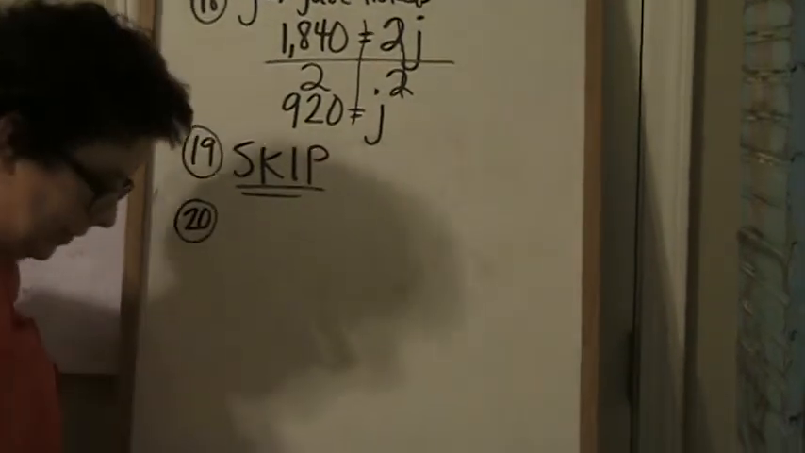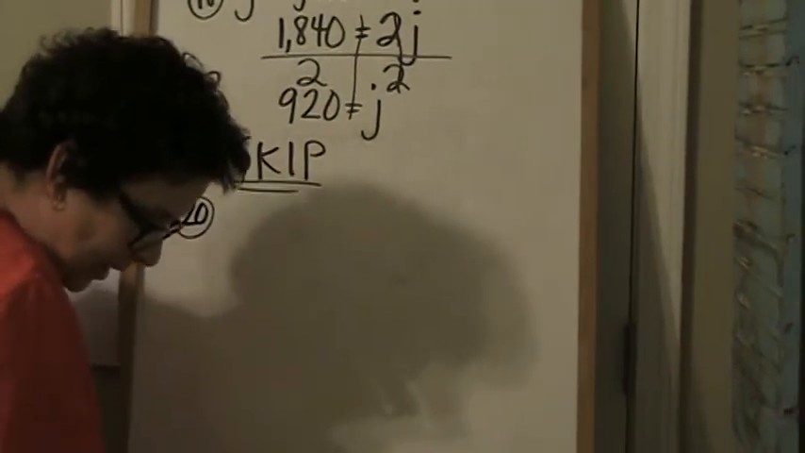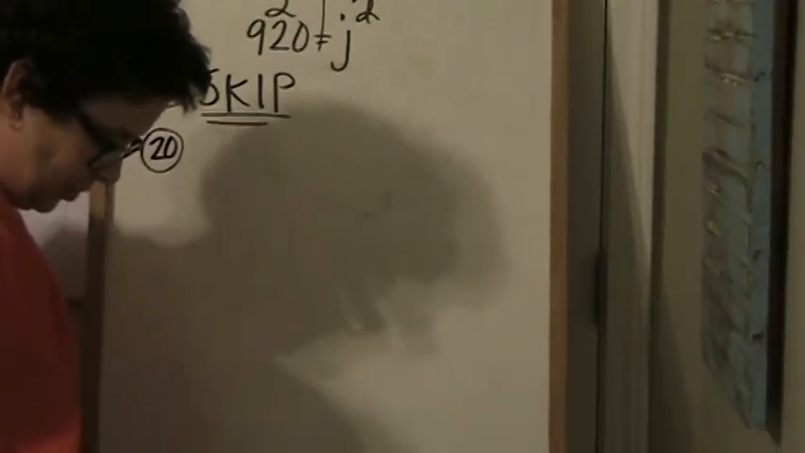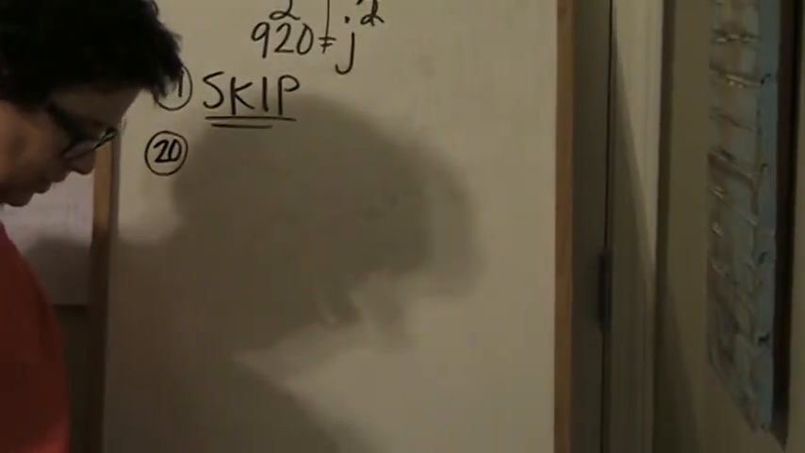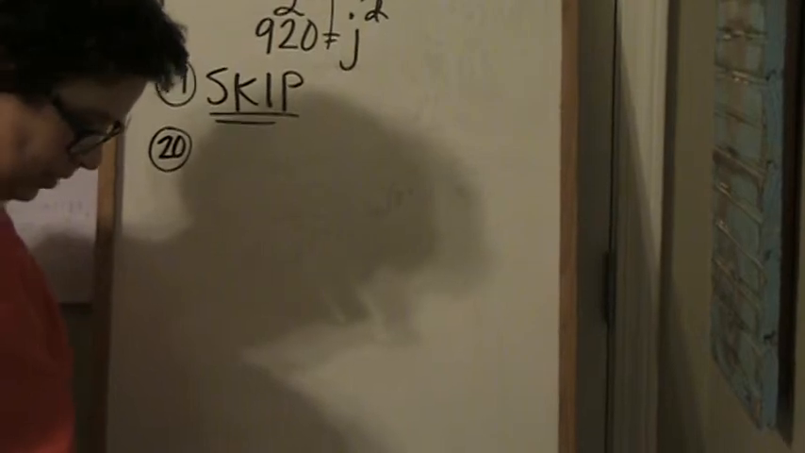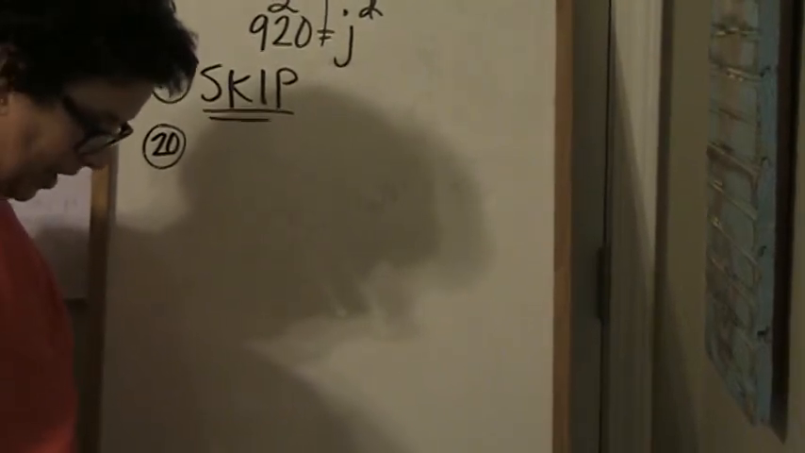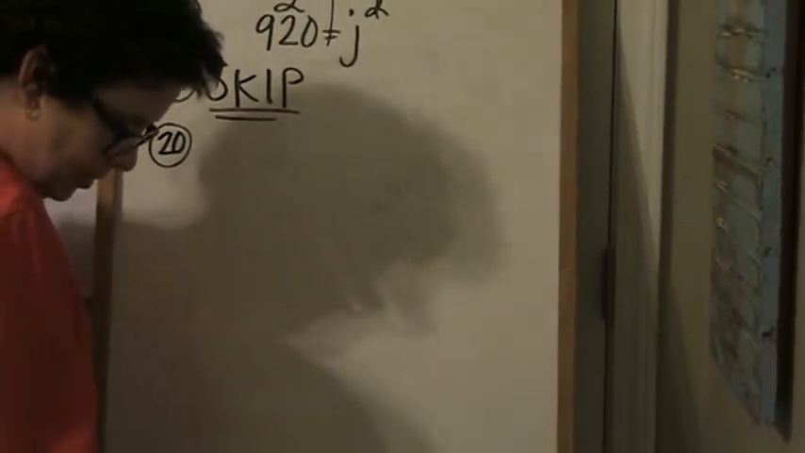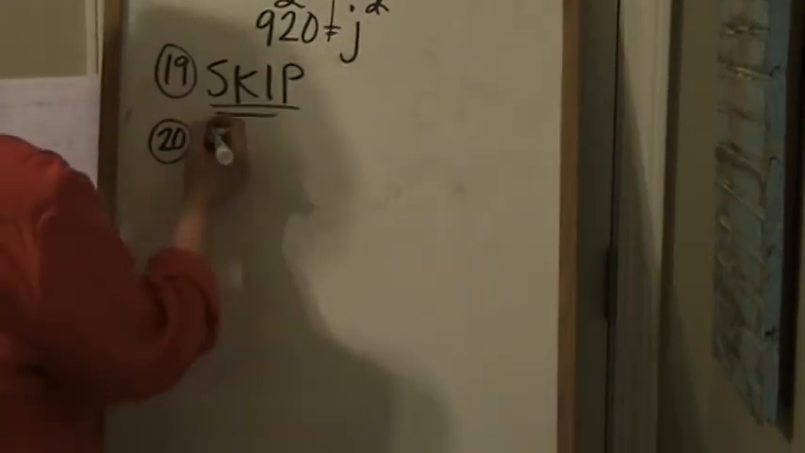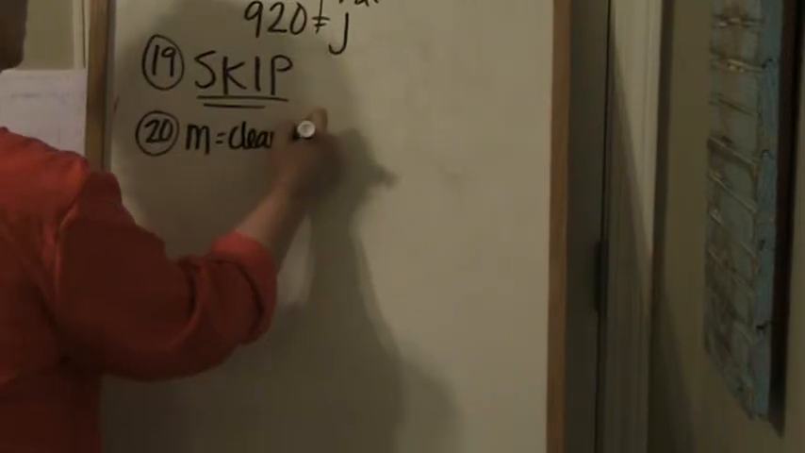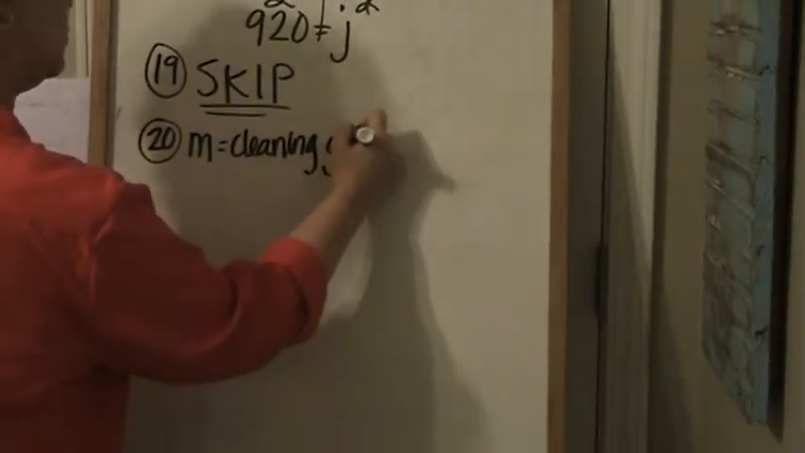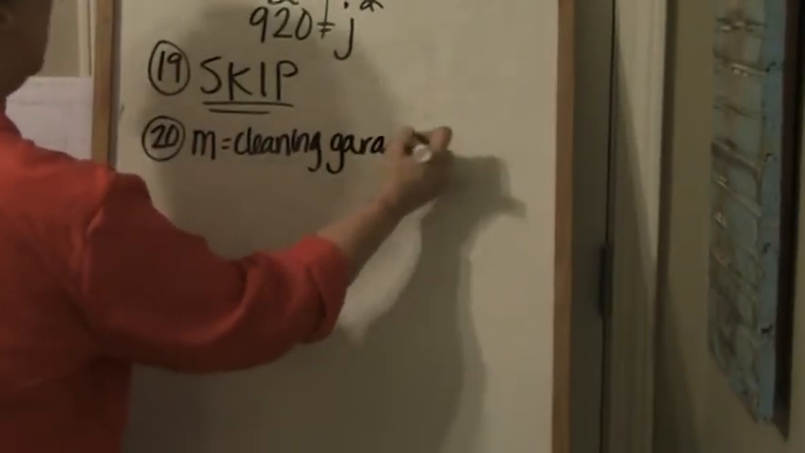All right, number 20. Last Friday, Trey had $29. Over the weekend, he received some money for cleaning the garage. He now has $41. Write and solve an equation to determine how much money Trey made cleaning the garage. Okay, so this is money for cleaning the garage. That's going to be my variable.